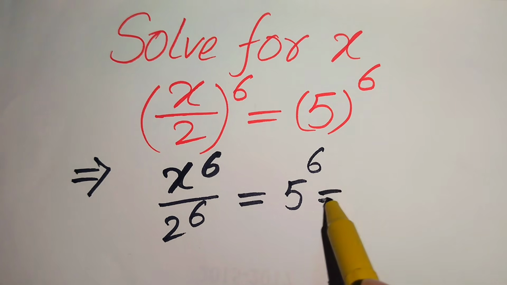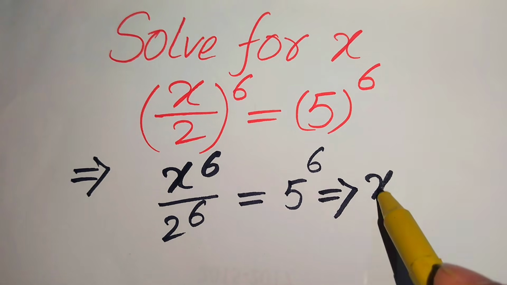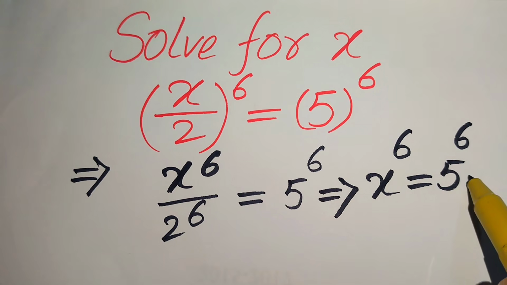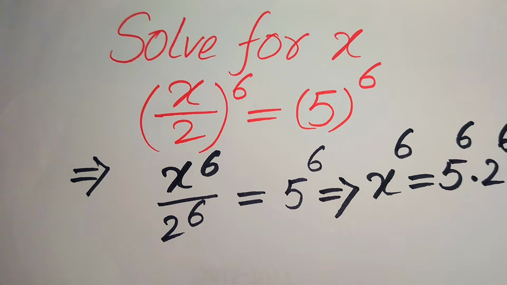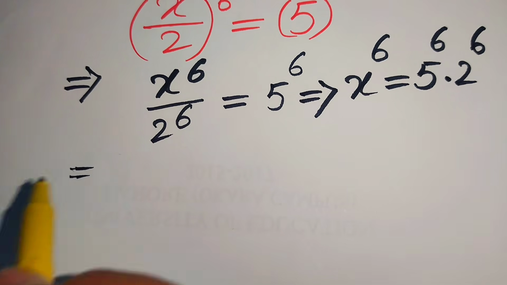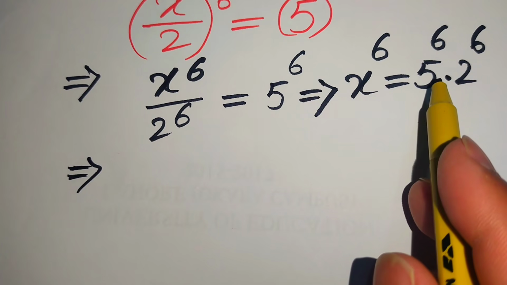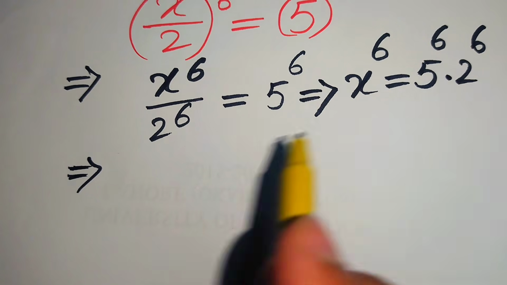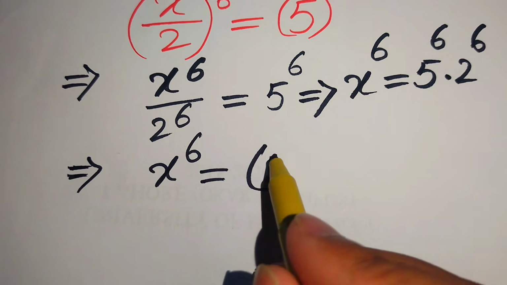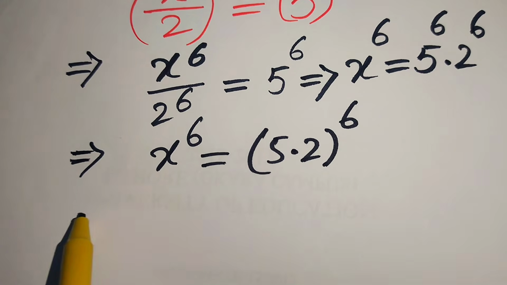Now in the next step, we move the term 2^6 from the left hand side to the right hand side, and we get x^6 = 5^6 multiplied by 2^6. Now you see both of these two terms have exponent 6, so we combine them and we get x^6 = (5 multiplied by 2)^6.